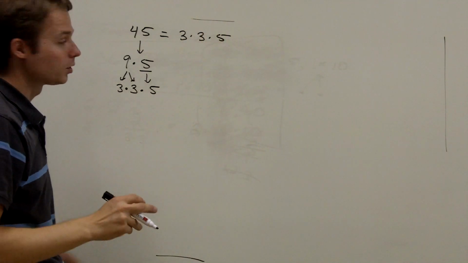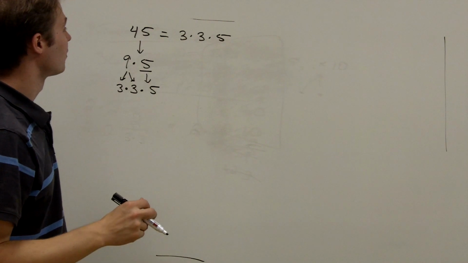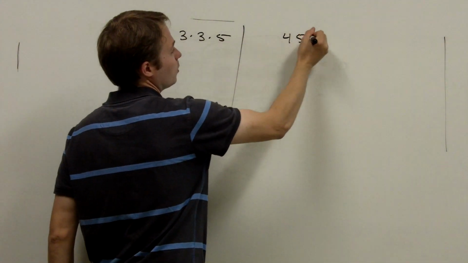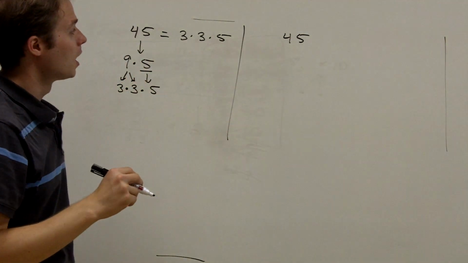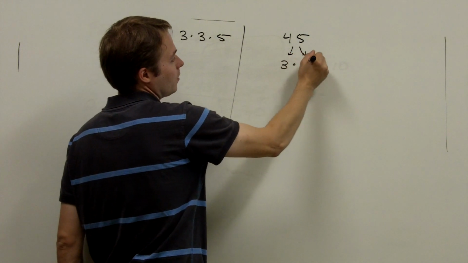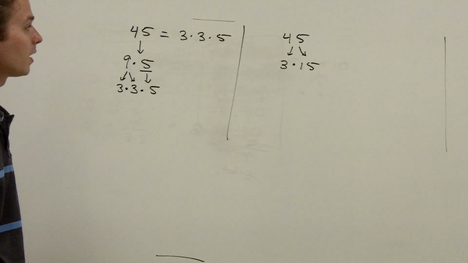And of course, I can double check this. 3 times 3 is 9. 9 times 5 is 45. Now, you might have been wondering, well, what if you did the initial factor pair differently? For example, 45 could also be factored as 3 times 15. That's a factor pair of 45. 3 times 15 is 45.